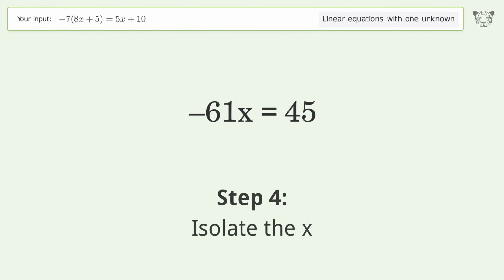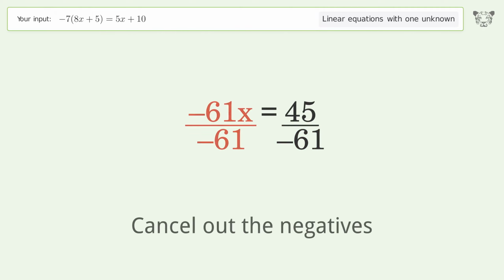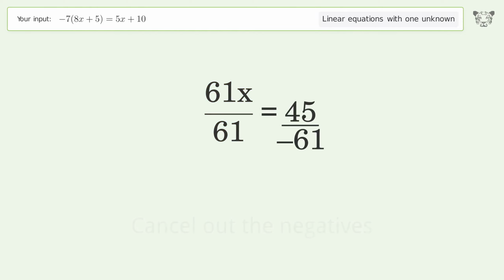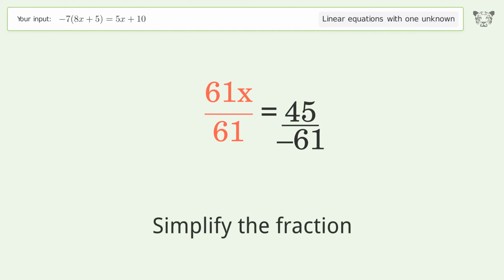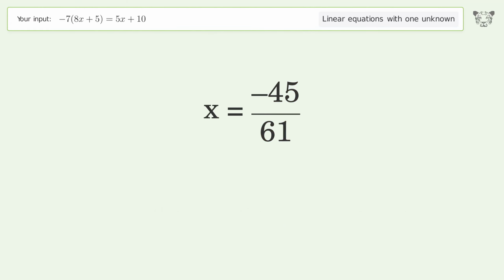Isolate the x. Divide both sides by -61. Cancel out the negatives. Simplify the fraction. Move the negative sign from the denominator to the numerator. And so the final result is x equals -45/61.